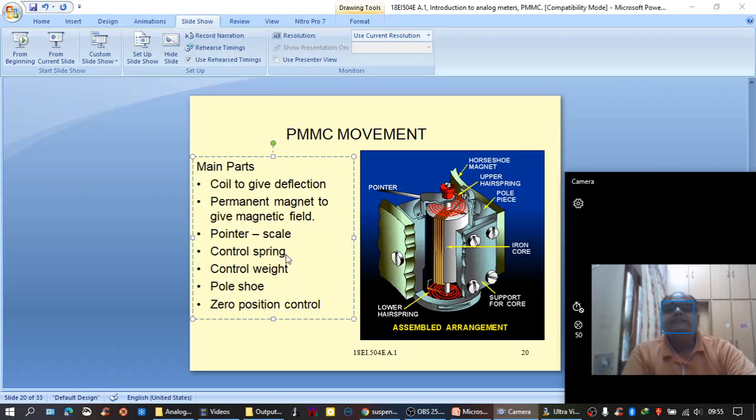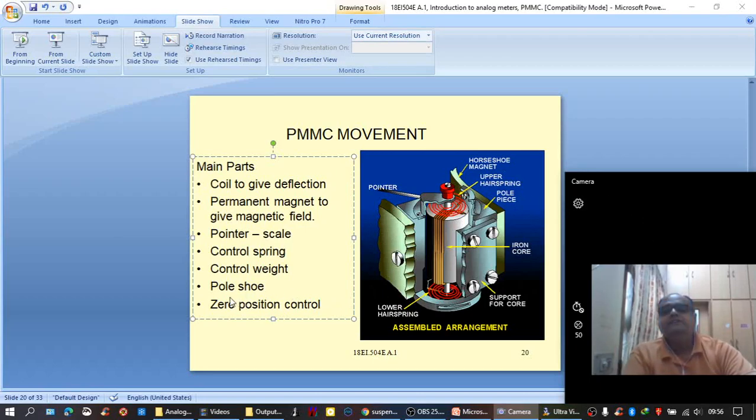Right. Next, as I told, control weight, because the pointer is hinged at almost 3/4 of its length. 1/4 of its length is on one side and 3/4 of the length is on the other side. Because of the imbalance in weight, the pointer may bend down while moving over a number of times. So in order to prevent bending down of the pointer, the control weight is placed.